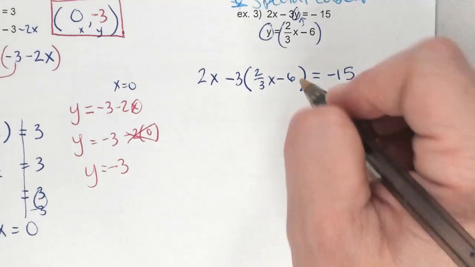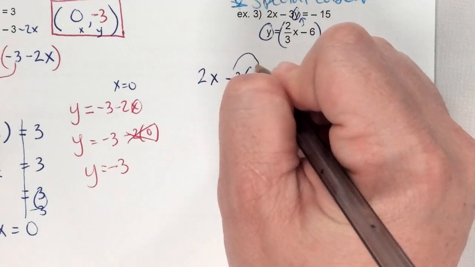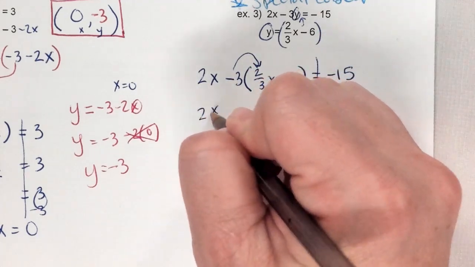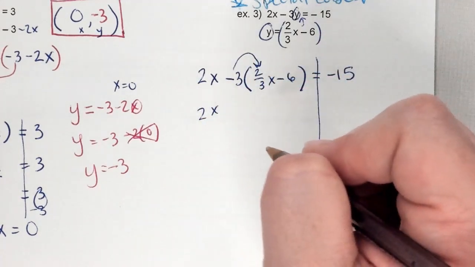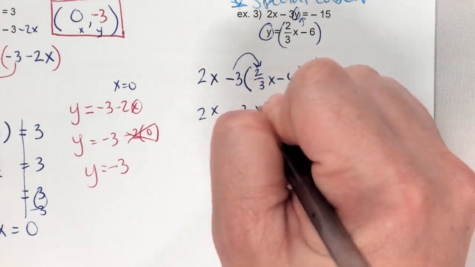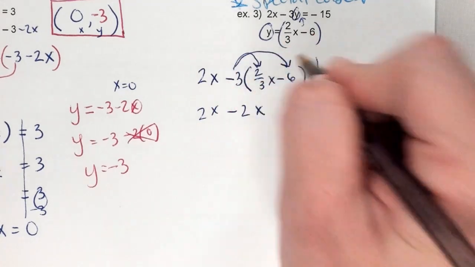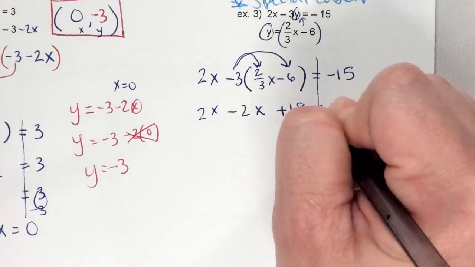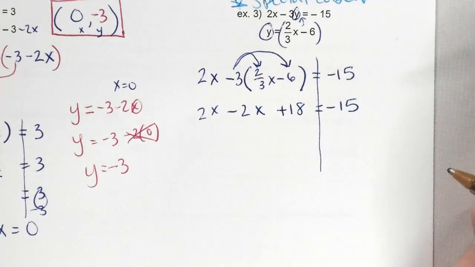And first things first, just like the other ones, I have to distribute. So negative 3. So I'm going to bring down my 2x. Negative 3 times 2/3 x. If you type that in your calculator, it gives you negative 2x. Negative 3 times negative 6 is positive 18 equals negative 15.